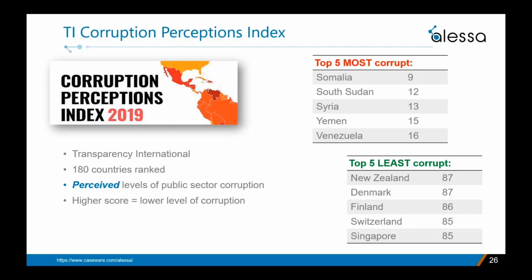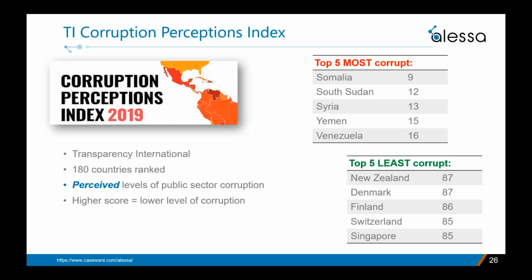Now you'll note also that sometimes countries have the same score. For example, New Zealand and Denmark are tied for the top spot at 87. In case you're wondering, the United Kingdom was tied with Canada, Australia, and Austria with 77, and the United States and France both had the same score of 69. Remember, the higher the score, the less corruption.